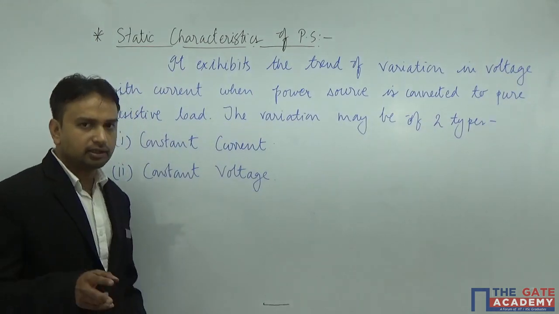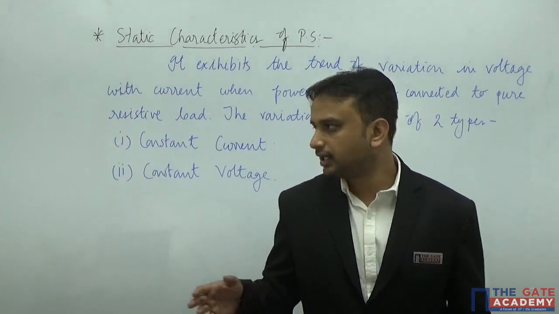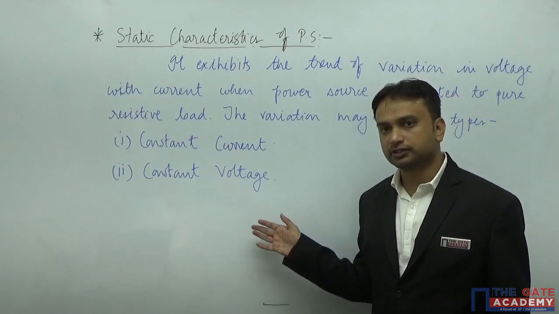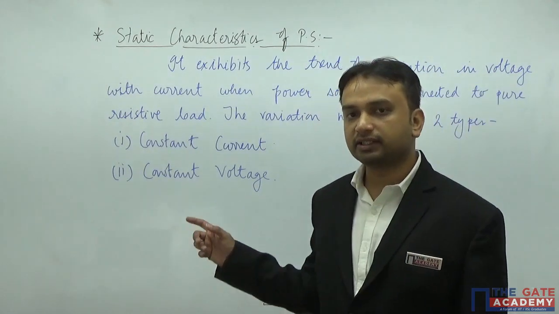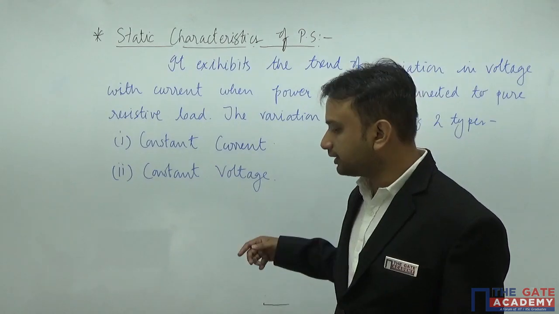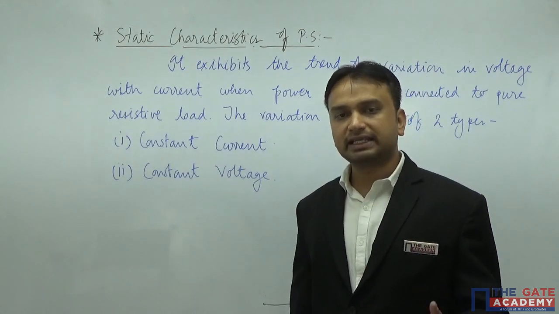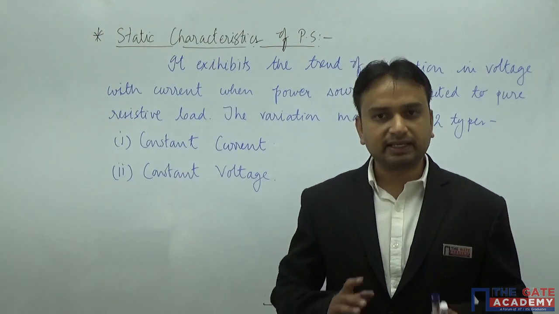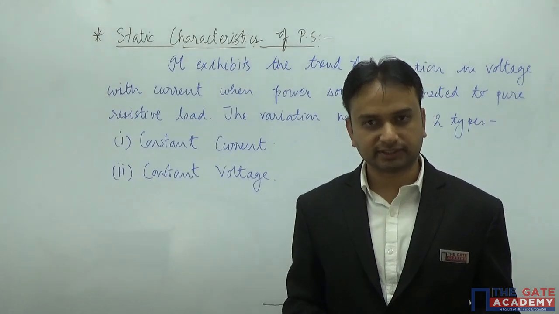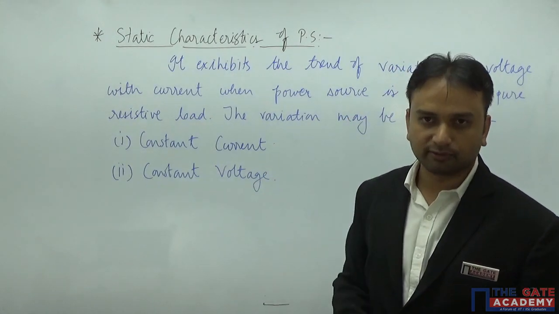And the variation could be understood or studied under two headings, which are constant current and constant voltage. So there are two kinds of power sources, my friends: constant current type power sources and constant voltage type power sources. Now, what is the functionality of constant current and constant voltage? We are going to talk about that. It is very interesting and very easy to understand. Let us proceed to the constant current first, and then we will see constant voltage.